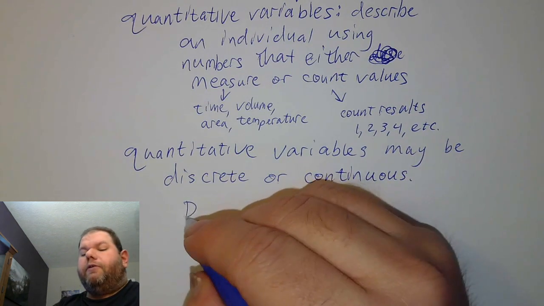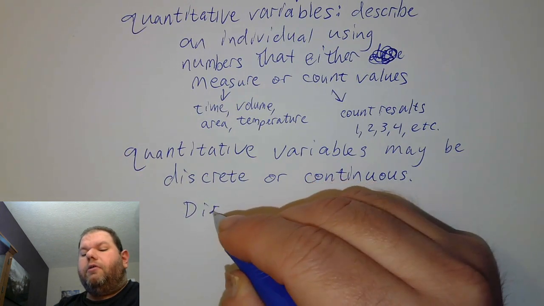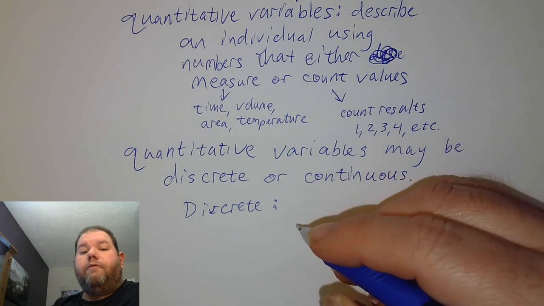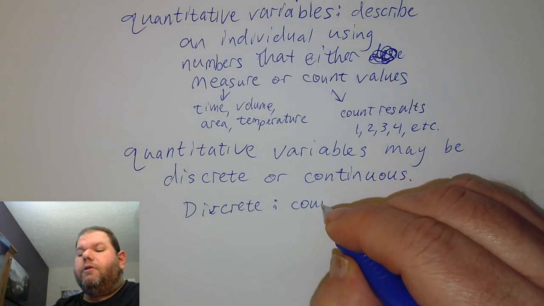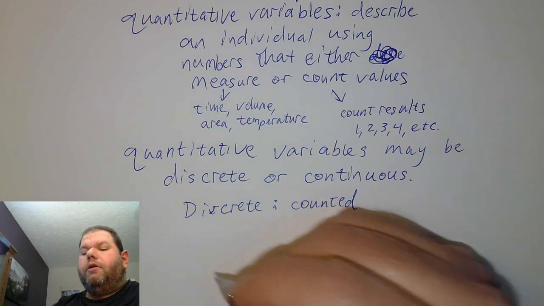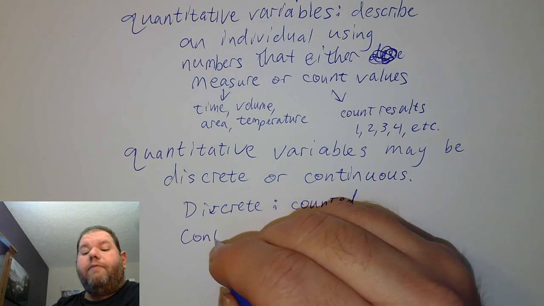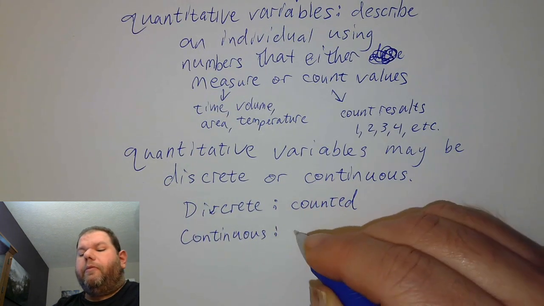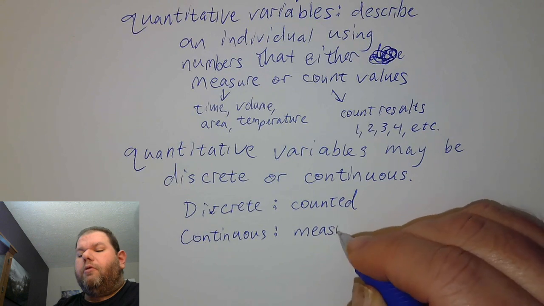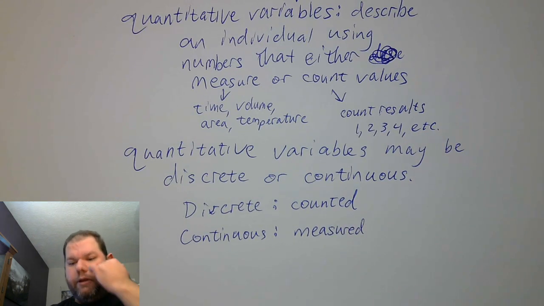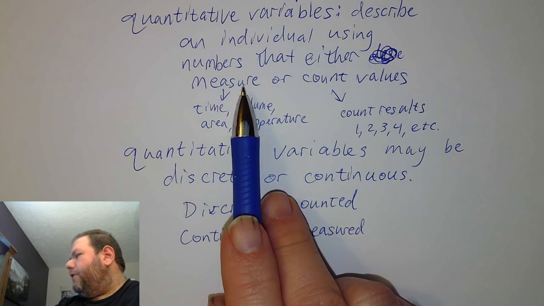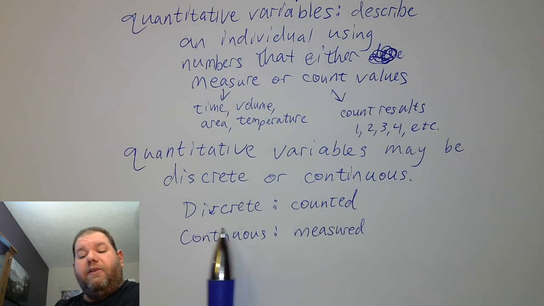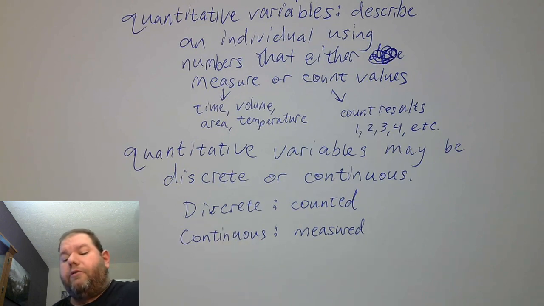So if we have discrete, these are values that are counted, and if we have continuous, then the values are measured. Okay, and basically it takes these same concepts that we talked about up here, whether it was measured or counted, and splits it up further into two different other categories.